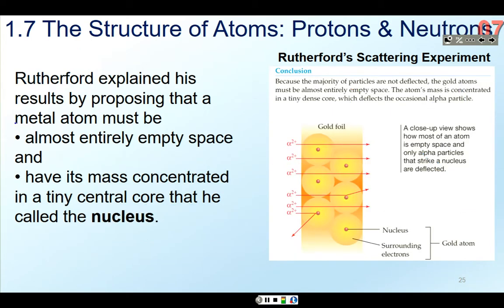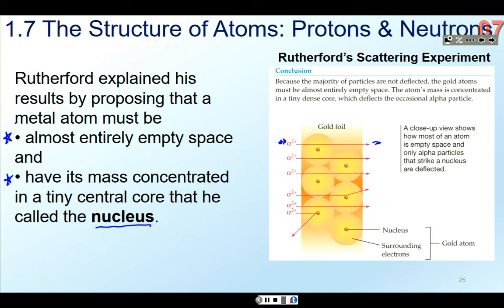He explained this deflection in this way. He proposed that a metal atom like gold must be nearly entirely empty space, and that the mass with charges was concentrated in a tiny central core that he called a nucleus. So the picture at the right here, the diagram from your text, gives you the idea of what's happening. The alpha particles are shown at the left here, and if they went in just the right way across the very thin foil, they would go straight through.